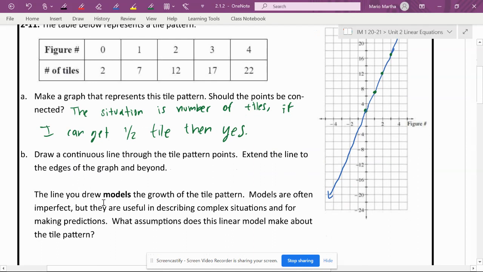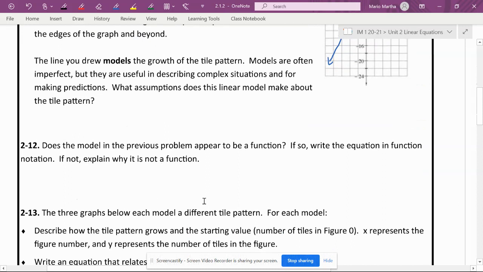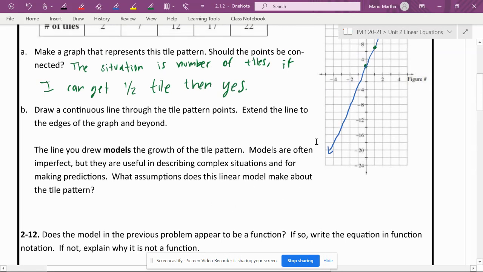Now it says the line you drew models the growth of the tile pattern. Models are often imperfect, but they are useful in describing complex situations and for making predictions. So what assumption does this linear model make about the tile pattern? Your first assumption can be that we can have half a tile, or decimal tiles. And that would be like broken pieces, if you think about it that way.